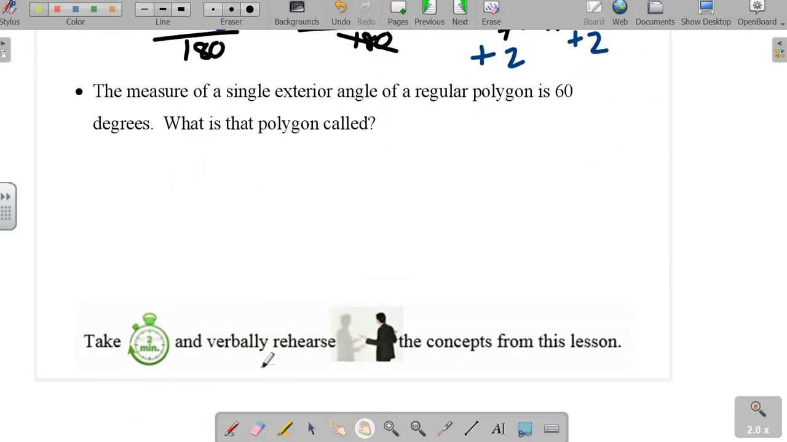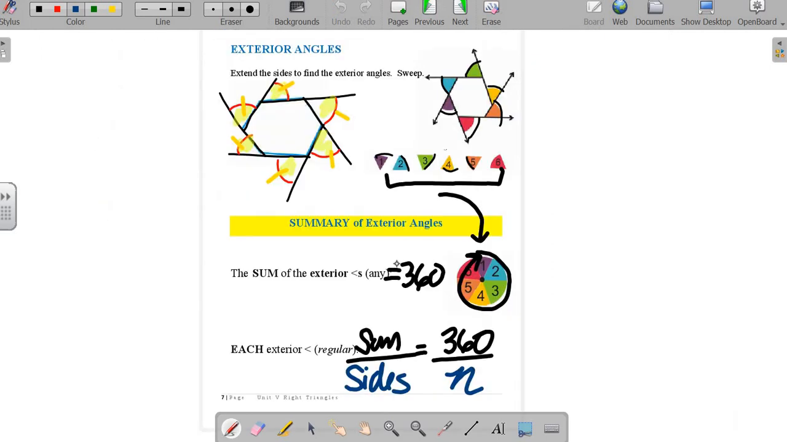Ready? We'll do one more. Let's read out loud. The measure of a single exterior angle of a regular polygon is 60. What is this polygon called? Keywords: single exterior. Regular polygon is 60. So let's look at what we're working with here. We're working with a regular polygon. We want a one exterior angle. So I'm here with the exterior angle. I'm working with a regular, and I want a single one.